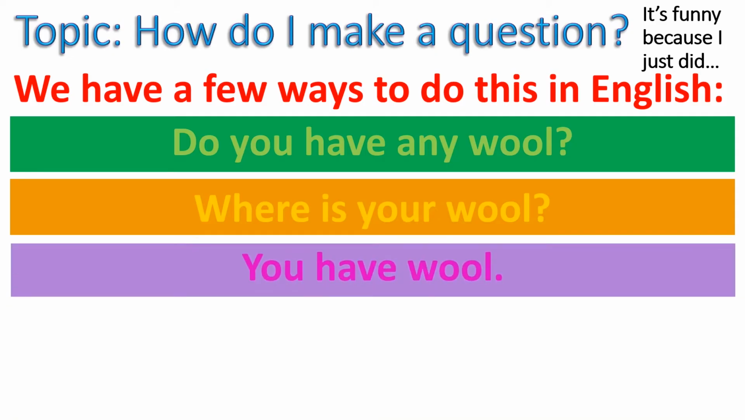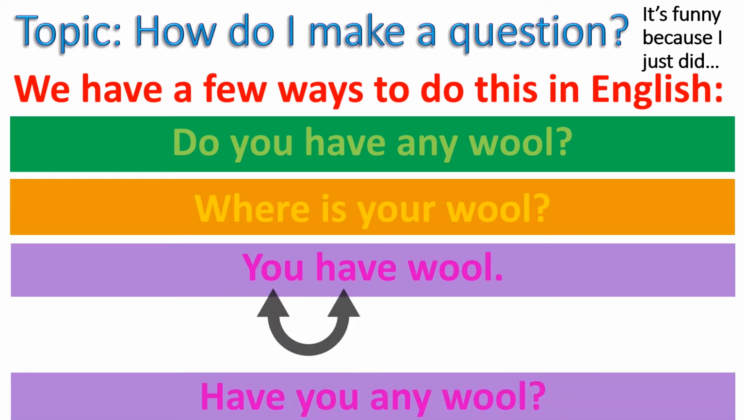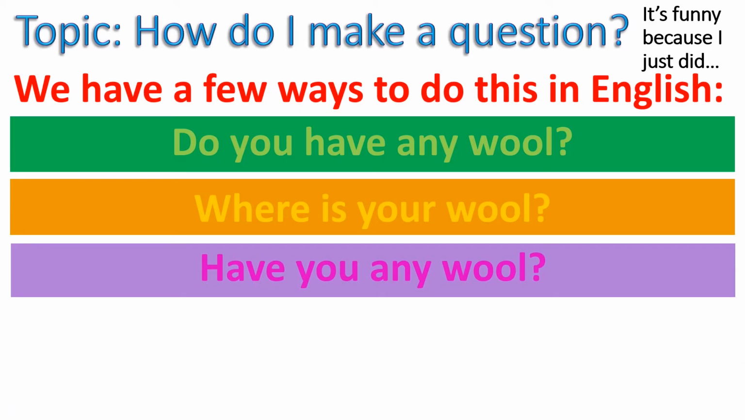So to do it, I take the statement, you have wool. Notice the subject and then the verb and then the rest of the sentence, normal word order. And I flip the subject and the verb to turn it into a question, and I say, have you any wool? That's it. Now it's a question. Again, that's old-fashioned. You'll hear that in Shakespeare and other old stuff and Baa Baa Black Sheep, but you probably won't go around and ask your friends, have you any potato chips? Unless you're trying to sound medieval.